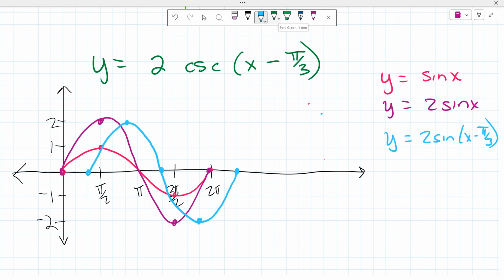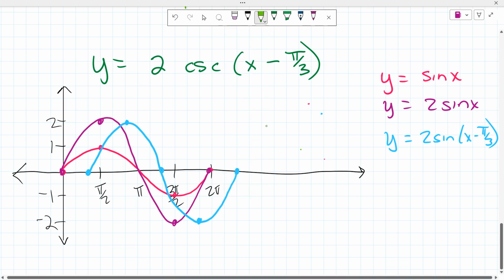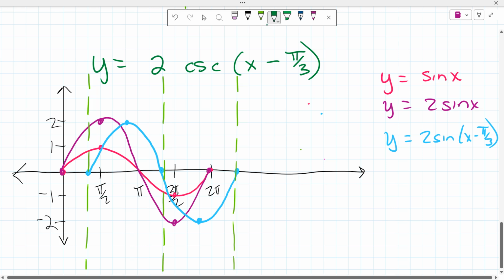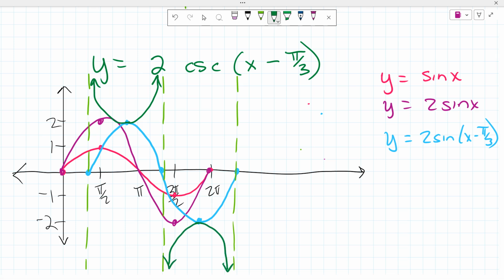And asymptote time. So I should have an asymptote right here, and right here. My asymptotes move left and right with the graphs. So then, it's a parabola here, and a parabola down here. We good?